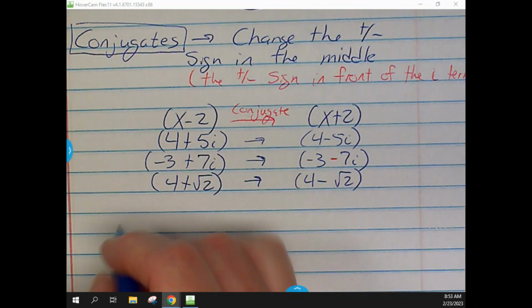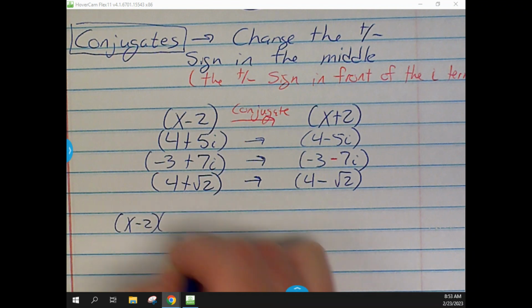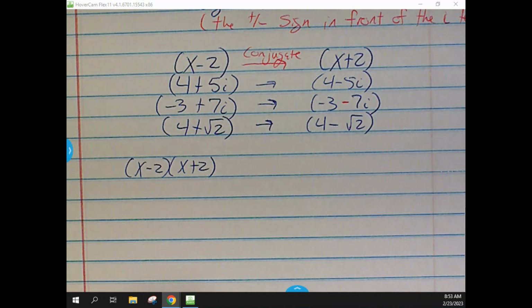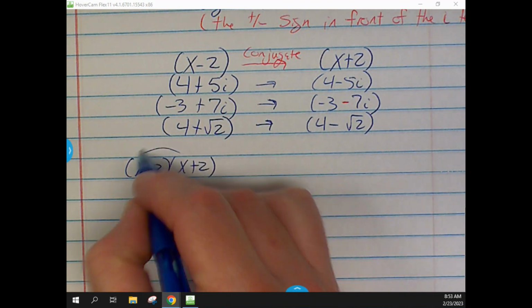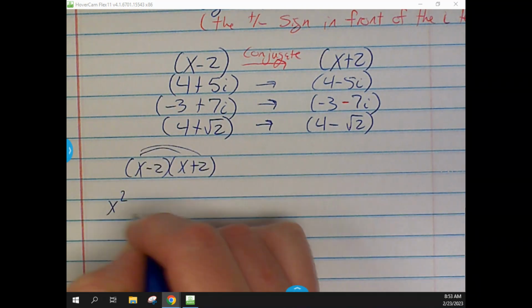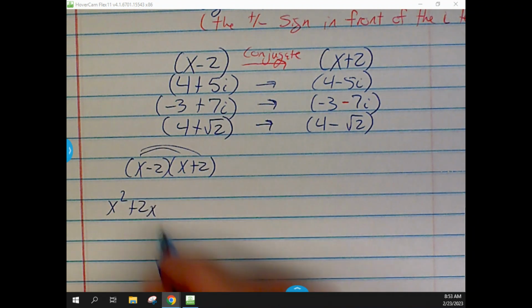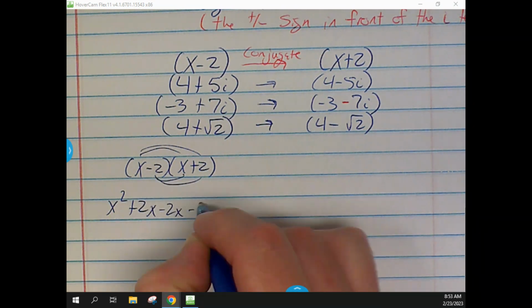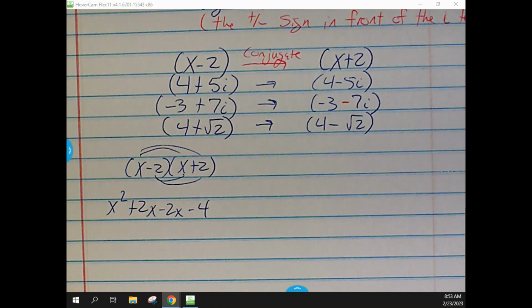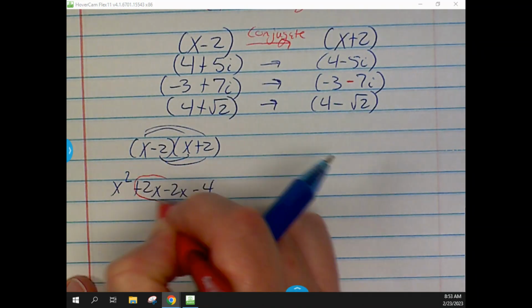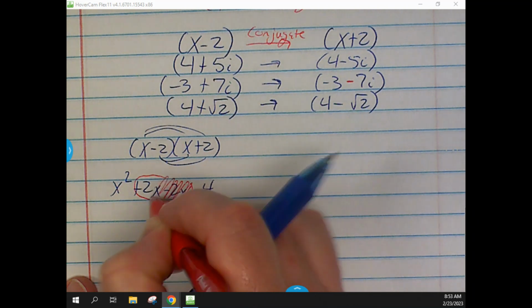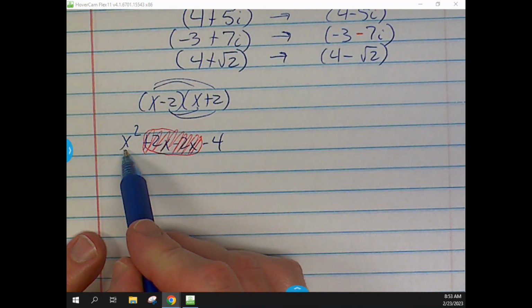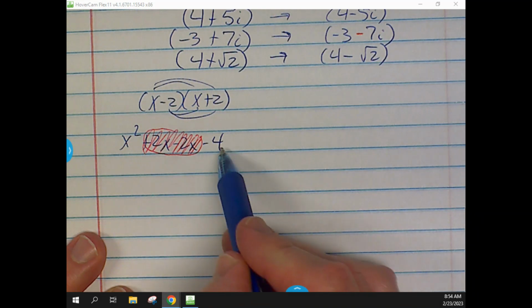So if we're doing x minus 2 and x plus 2, and you multiply that together, again, the shortcut is that we're going to do x times x and x times 2, and we've got negative 2 times x and negative 2 times 2. But if you're doing conjugates, these terms in the middle will always just knock each other out, and then you're left with the first term minus the second term.